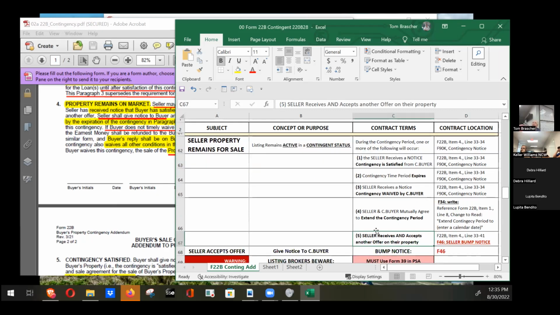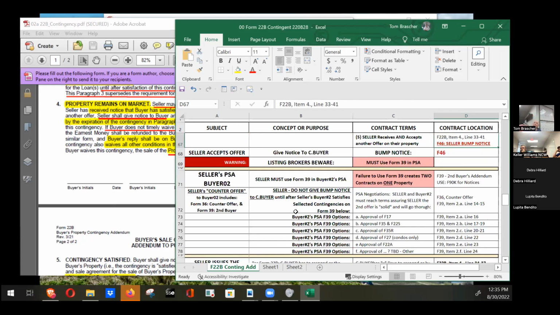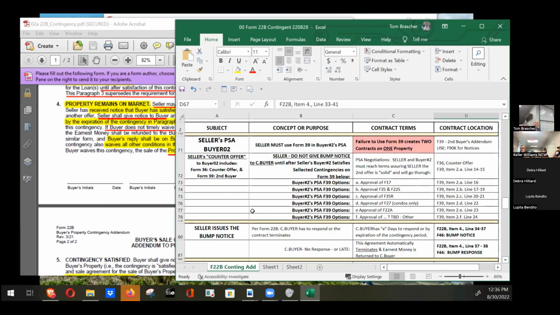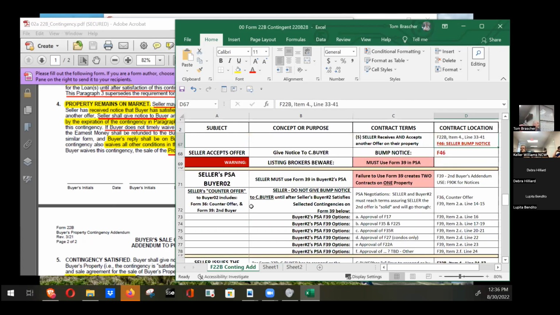And then item 5, seller receives and accepts another offer on the property, and if that happens, the seller writes a bump notice and says, "You're out." Okay. Then we get into bump notices. And we get into some really serious liability here.